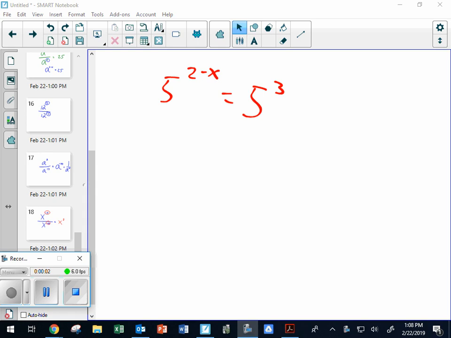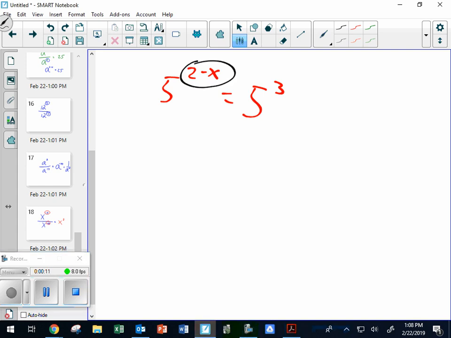Okay, so if I have 5 to the 2 minus x equals 5 to the third, then the bases are the same. So I can set these exponents equal. That has to equal that. So 2 minus x has to equal 3. 2 minus what would equal 3? That's weird. If you just follow it through, it will work and make sense.